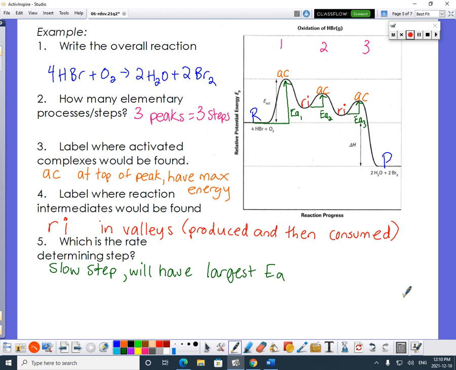Do we care that these two, activation energy 2 and activation energy 3, are very close together? It's hard to tell. No, we don't care. Why? Because this is obviously the largest. Like I said, if you're asked to draw a diagram, make it as obvious as you possibly can.